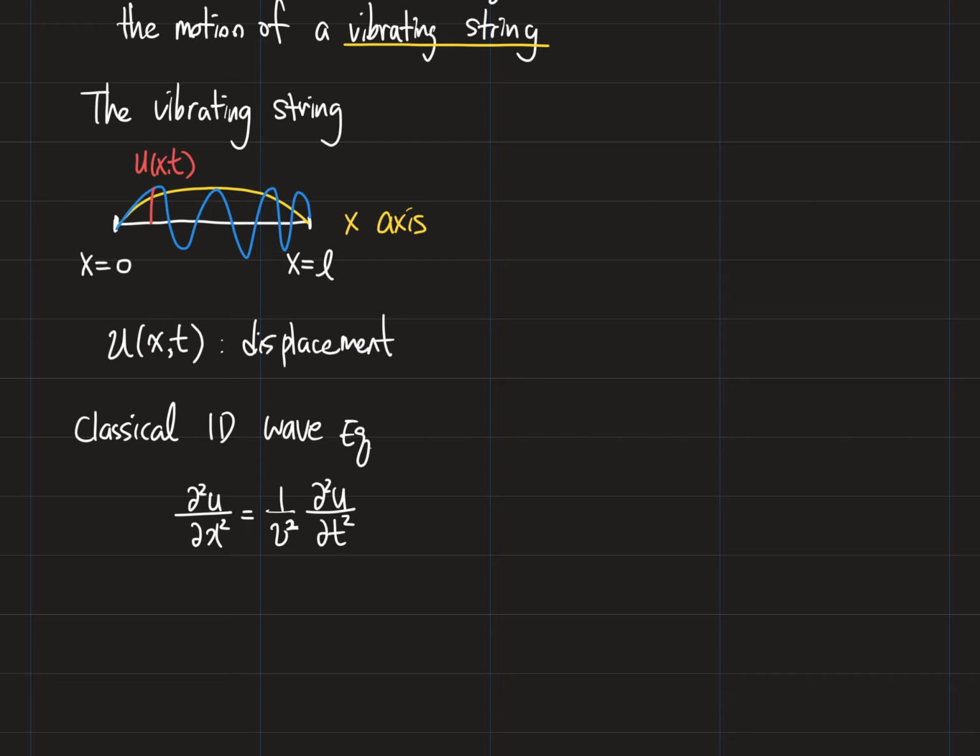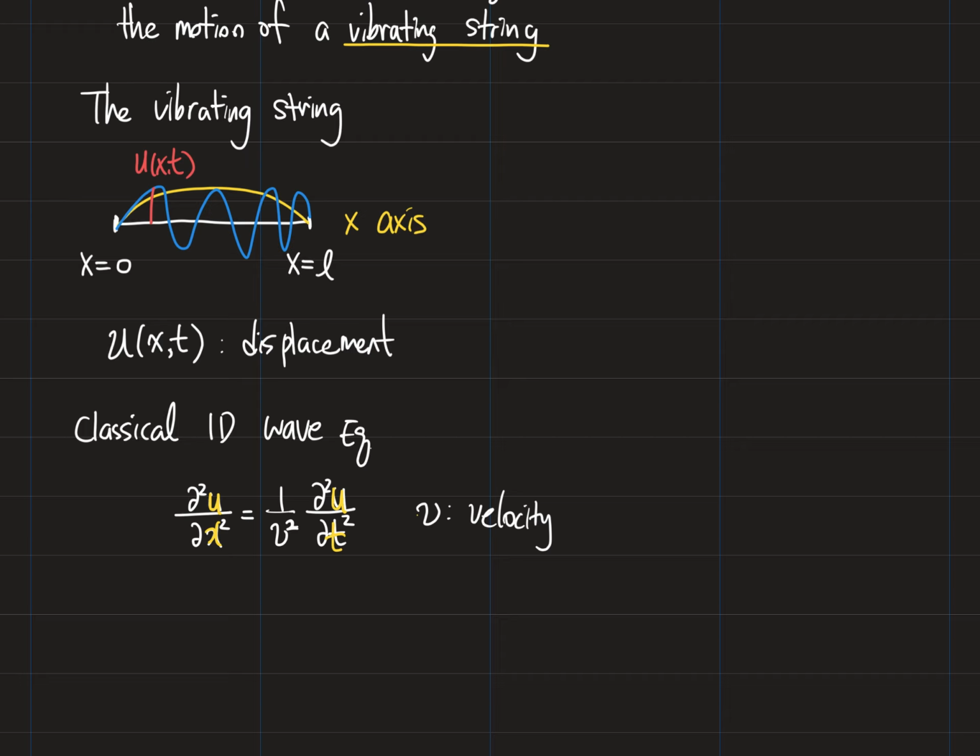So this equation says that the second derivative of displacement u with respect to the position x should be equal to the second derivative of displacement with respect to time t multiplied by 1 over v squared. So v should be the velocity of the propagating wave. So let's break down what this equation tells us physically.